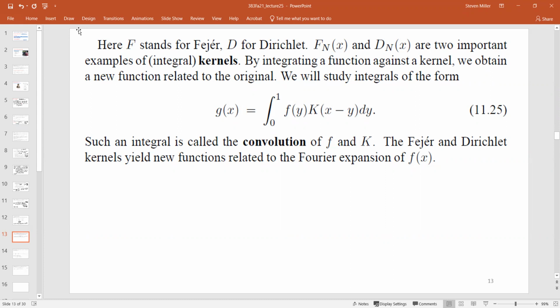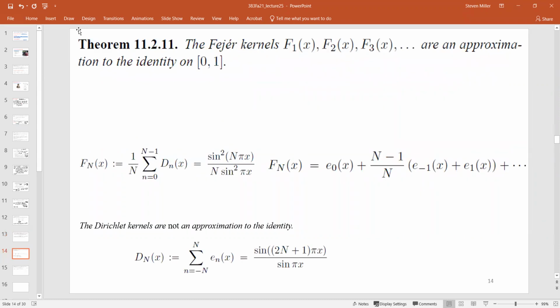I will just end today with the big result that the Fejér kernels are an approximation to the identity. The proof comes from writing things in a very clever way. The non-negativity is easy. And if you write it as follows, you can see that each thing is going to integrate to 0 except for the first term. And then the only thing that's left is proving that the mass is concentrated. So I urge you to try to figure out and put in the details of this proof. The Dirichlet ones are not an approximation to the identity. All right, so we will stop here.